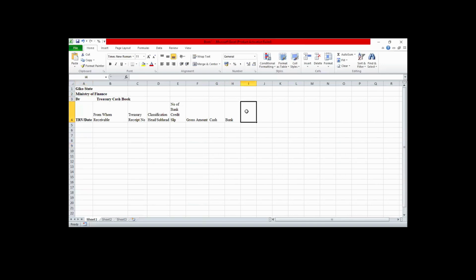Now, the next one is the credit side, where we have department. We first have the treasury payment voucher number, PV number, yes, payment voucher number. Followed by department PV number. Followed by payable to whom, to whom paid.